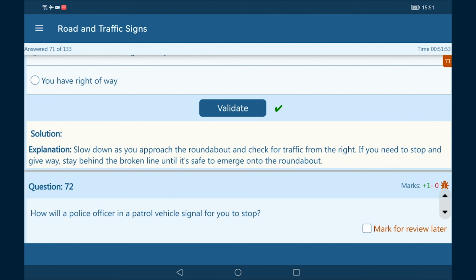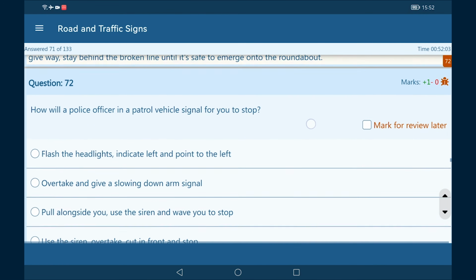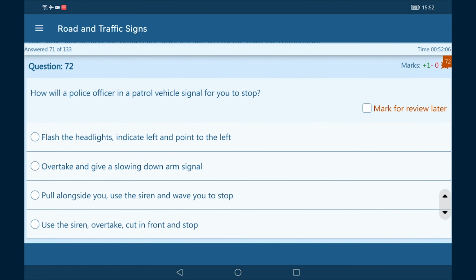Explanation. Slow down as you approach the roundabout and check for traffic from the right. If you need to stop and give way, stay behind the broken line until it's safe to emerge onto the roundabout. Question 72. How will a police officer in a patrol vehicle signal for you to stop?